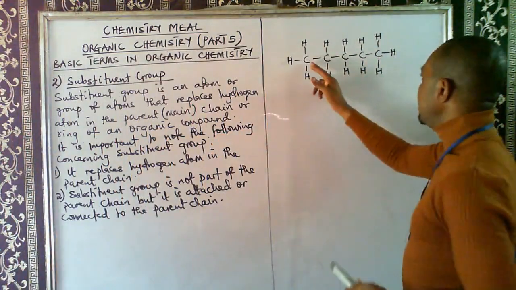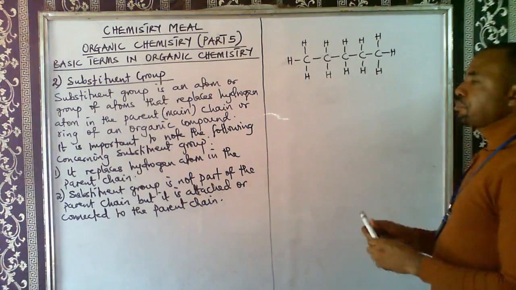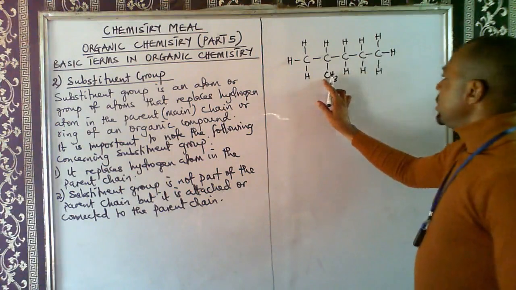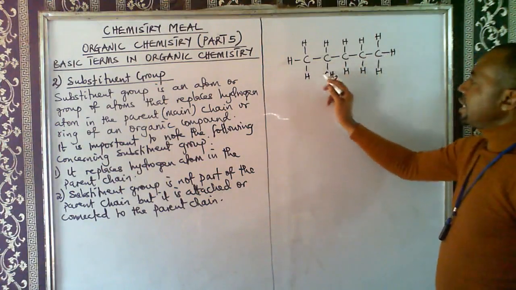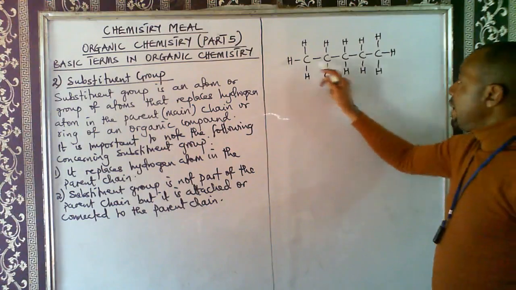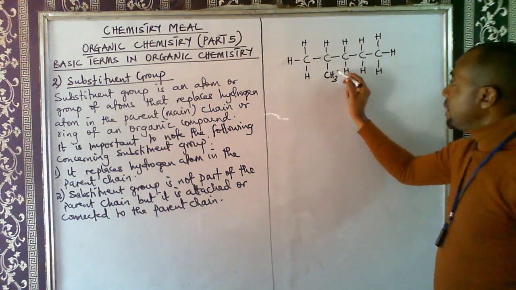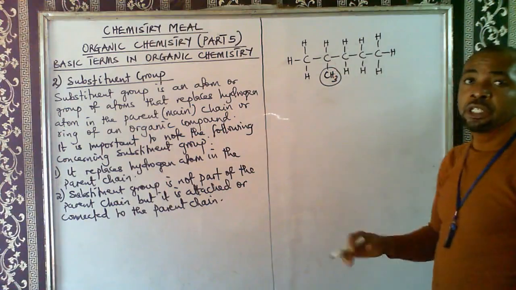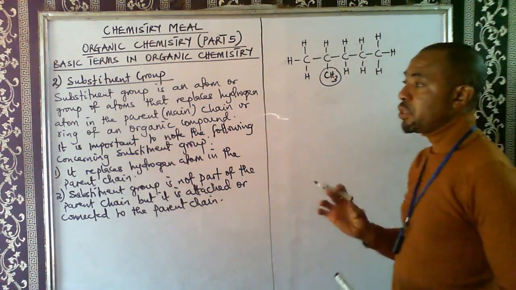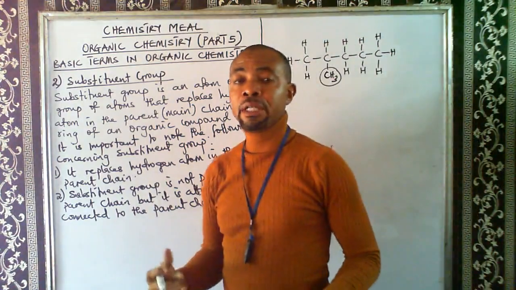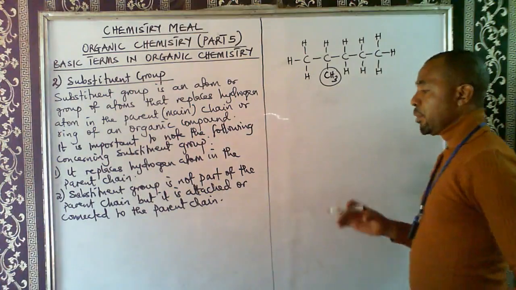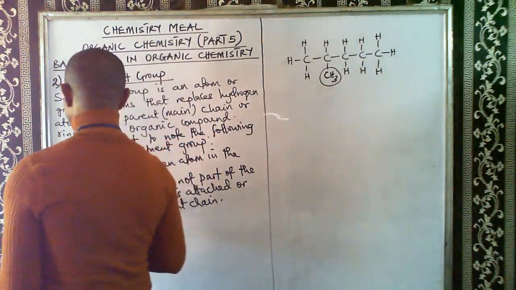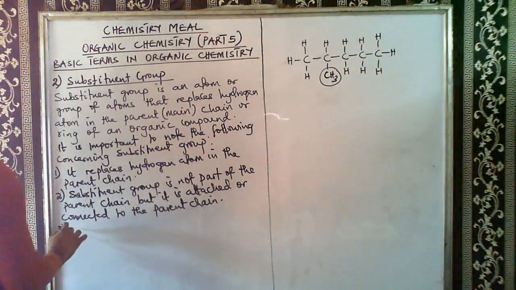For example, if you look at this, 1, 2, 3, 4, 5, that's the parent chain. If I happen to put CH3 here, now 1, 2, 3, 4, 5, you notice that I did not count this carbon while counting the chain. So this particular group is not part of the chain, but we can see it's attached to the chain. It's not part of the chain, but it is connected to the parent chain.